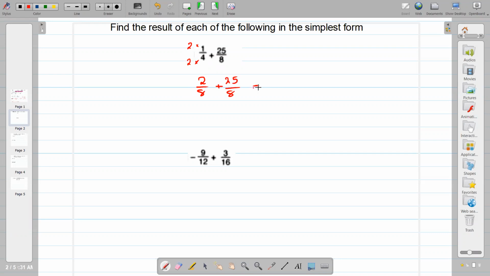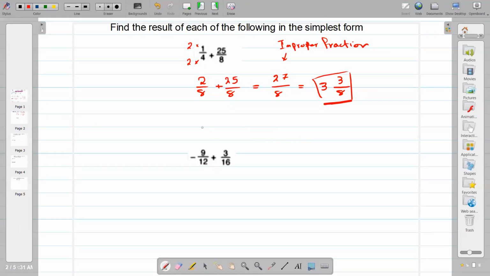Now you can add. The same denominator is 8. 2 plus 25 is 27. This is an improper fraction. You can convert it to a mixed number. What number multiplied by 8 gets closest to 27? 3. 3 times 8 is 24, and 27 minus 24 is 3. So 3 and 3/8.